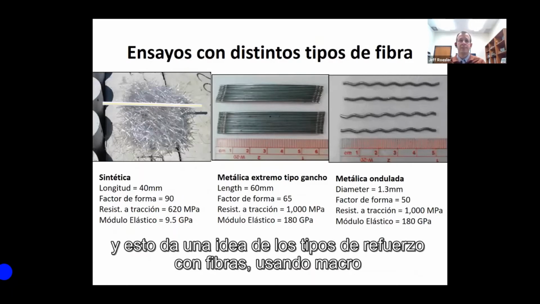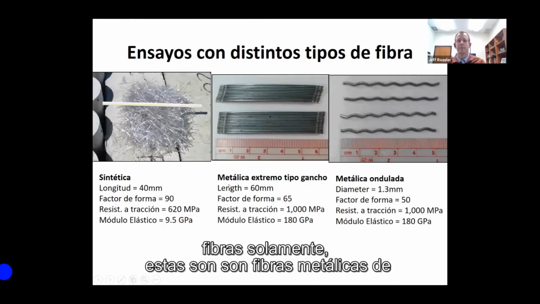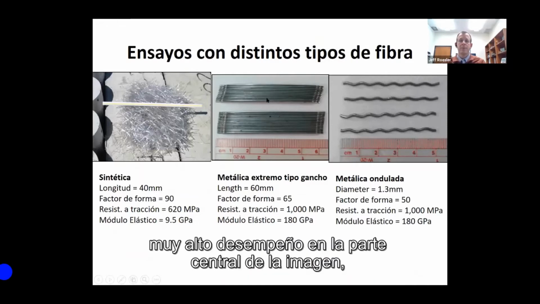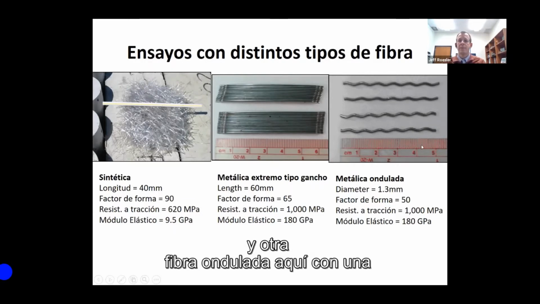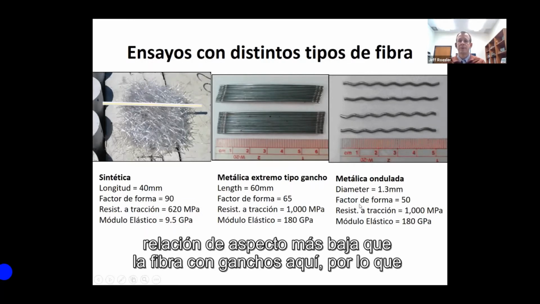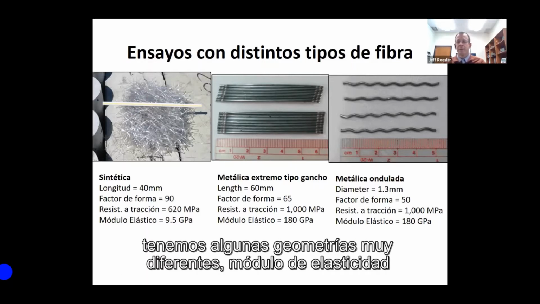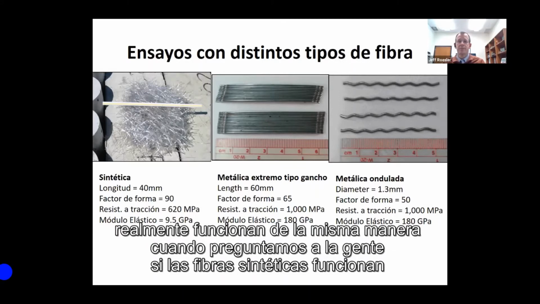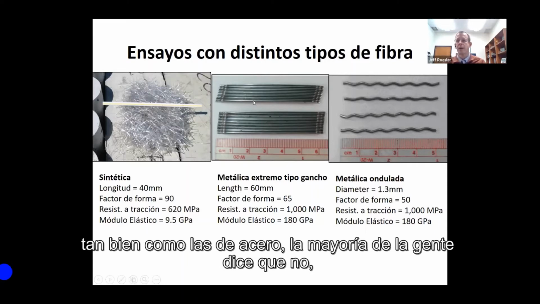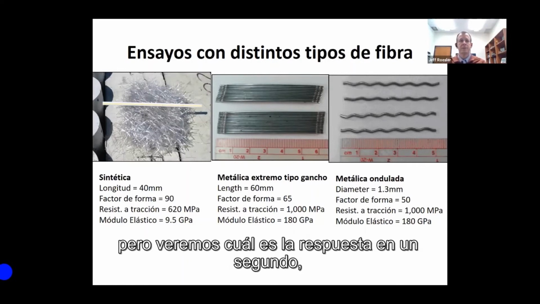And this gives an idea of the types of fiber reinforcement. We were using macro fibers only. These are very high performance metallic fibers in the center. This is a very common synthetic flat fiber of polypropylene, polyethylene, and another wavy fiber here with a lower aspect ratio than the hooked end fiber here. So we have some very different geometries, different modulus of elasticities. And really one question is, do they actually perform the same? When we ask people if synthetic fibers will do as well as steel, most people will say no, but we'll see what the answer is in a second.